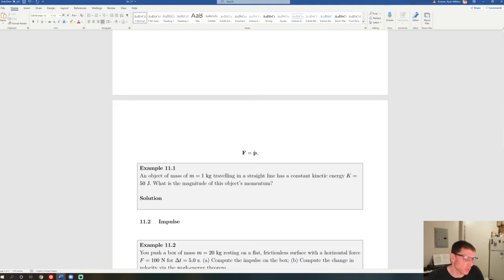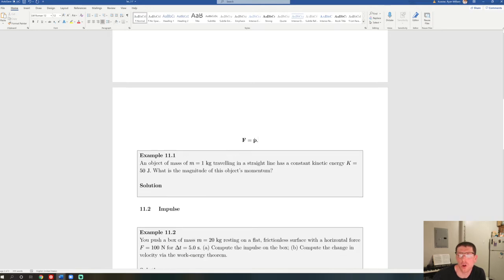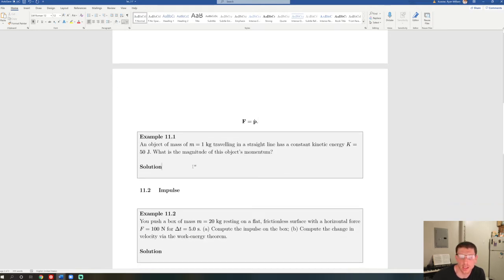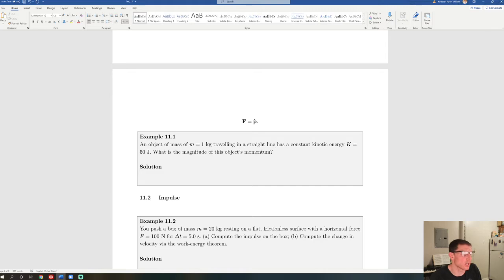So anyway, let's look at an example of this, right? Let's say an object of mass m is 1 kilogram, is traveling in a straight line, and has a constant kinetic energy of 50 joules. What is the magnitude of this object's momentum? And you might be thinking, well, let me just solve for the velocity directly and then use that to calculate the momentum, and that's fine, of course, but I just want to show you this nice relationship between kinetic energy and momentum.